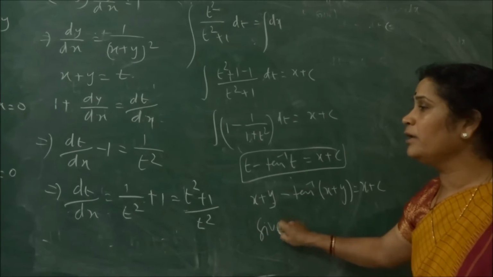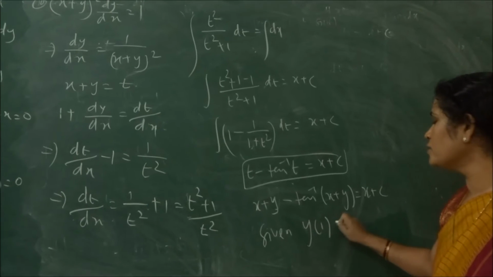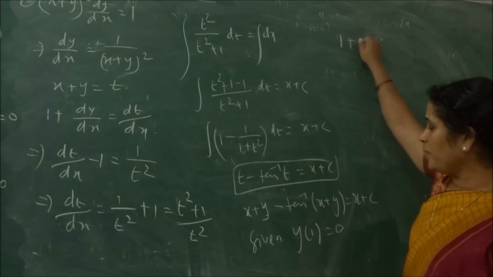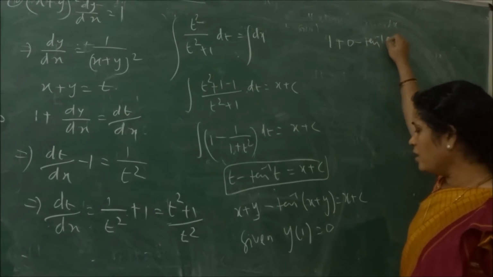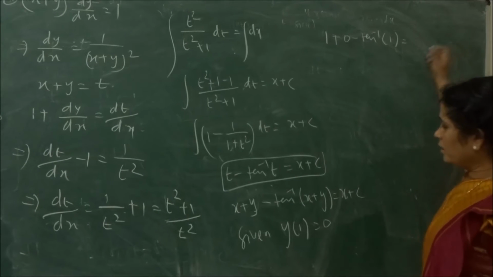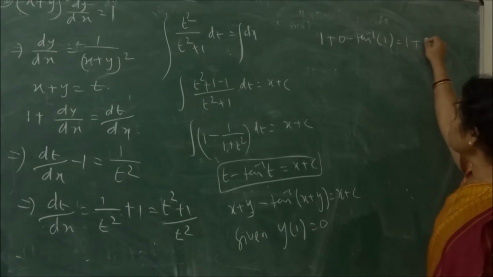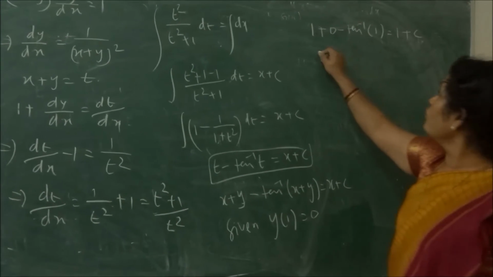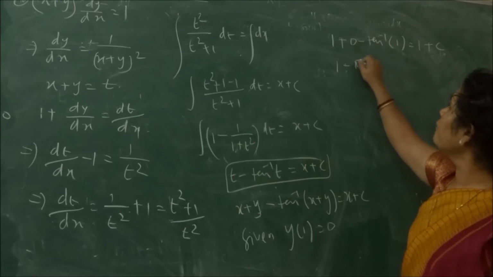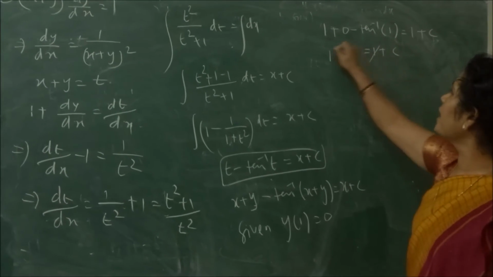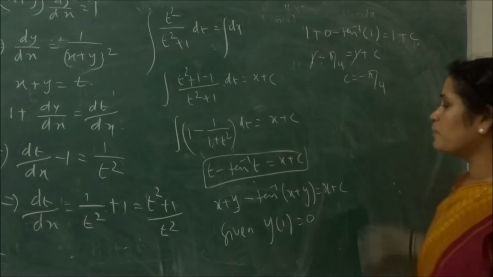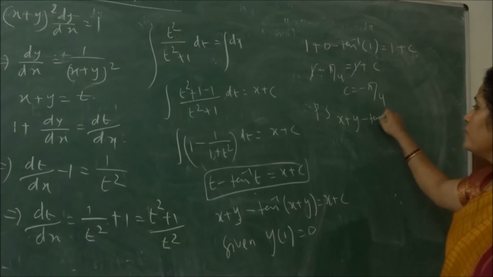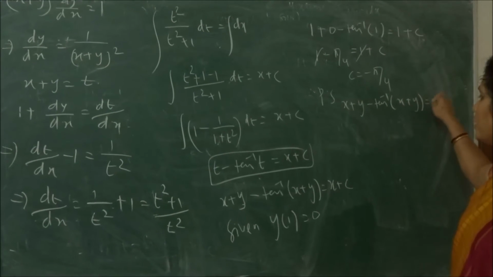Now what is given here is y of 1 equal to 0, meaning the value of x is 1, y is 0. If I put in the initial values, 1 plus 0 minus tan inverse of 1 is equal to 1 plus c. Now 1 minus this becomes pi by 4, that is equal to 1 plus c, 1 cancels. So c is equal to minus pi by 4. Therefore the particular solution is x plus y minus tan inverse of x plus y equal to x minus pi by 4.